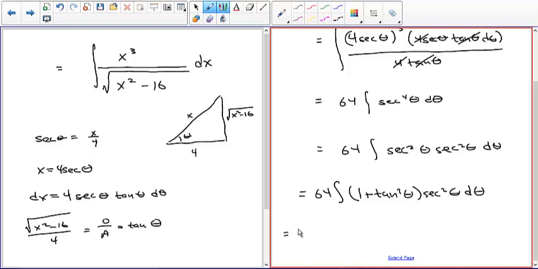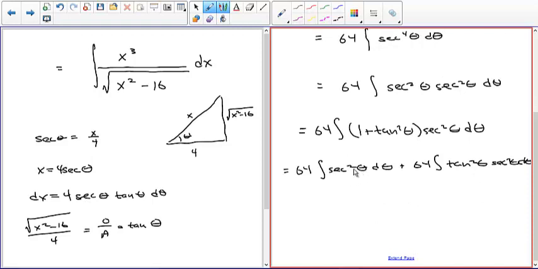And so that's really two integrals. The integral of secant squared theta d theta, so this 1 times secant squared gives you secant squared. And then the second one is tangent squared theta times secant squared theta d theta. So this one is in your table of integrals. And this one you can use u substitution. So I'll let you finish the rest of that.